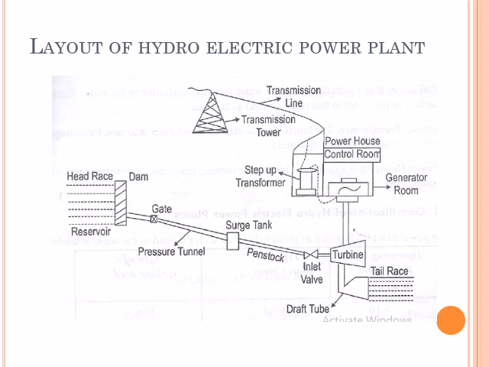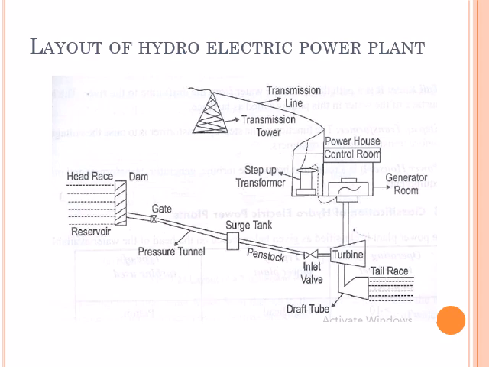The water coming out from the turbine passes through the draft tube. The level of water coming out from the draft tube is called the tail race. When the turbine is rotating, mechanical energy is produced. Then with the help of the generator, that mechanical energy is converted into electrical energy. The step-up transformer is used to increase the voltage which is produced by the generator.